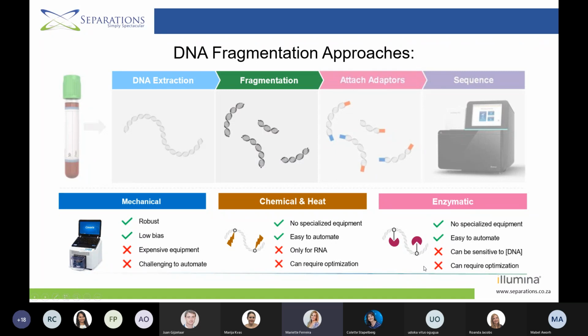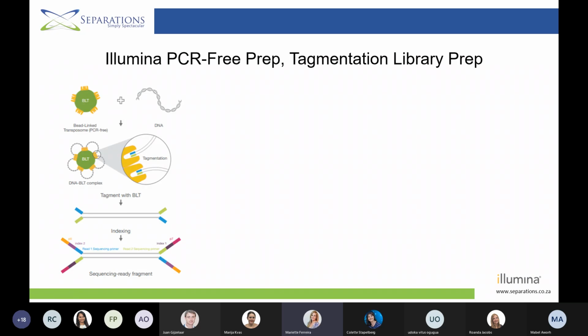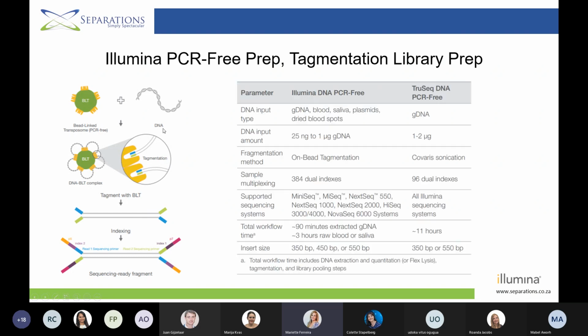So to mitigate these last two points on enzymatic fragmentation, Illumina introduced the Fragmentation library prep kits. So the Fragmentation library prep kits work with bead-linked transposons, and I'll explain that in the next slide a little bit more. But you would have these magnetic beads with your transposons, add your DNA, they will add tags, and you will go through the indexing process. Please notice that there's no PCR involved in this step.